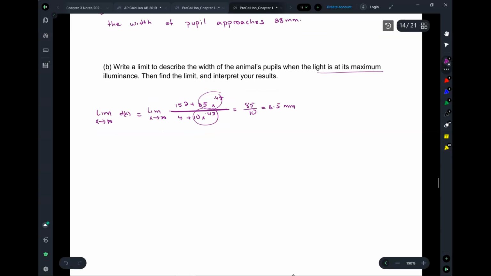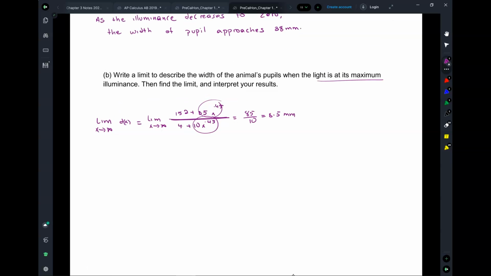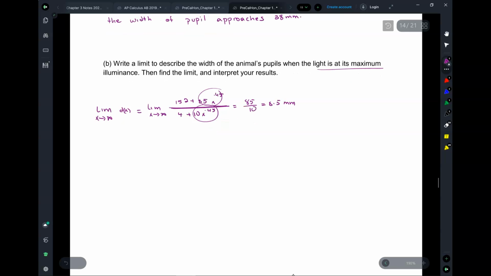But you only do that because it's a rational function, right? Correct. And anytime x approaches infinity, you always take the highest power. If it's a polynomial, there is just one to take. If it's a rational function, then there are two, one on top, one on the bottom.